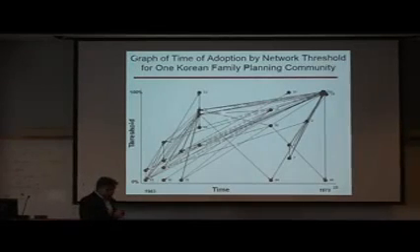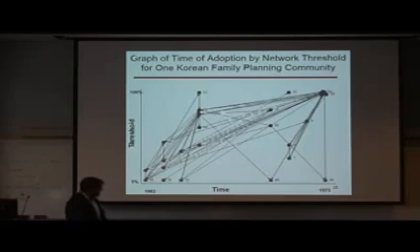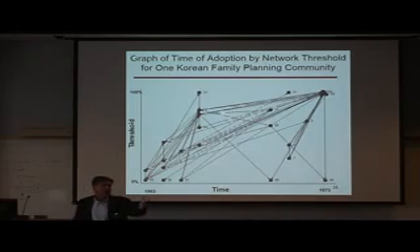And here's a graph of thresholds for the Korean family planning data. You can see this is time, whether or not you're early or late relative to the whole community, and whether you're early or late relative to your network. And so you'll find there are people that are early adopters, but they're actually late in their network. Everybody that they name as friends adopts before they're willing to do so.